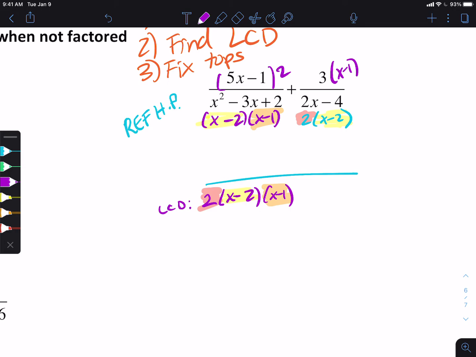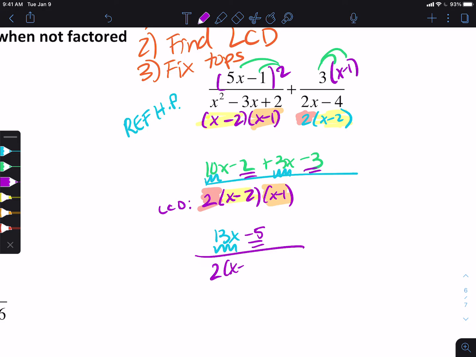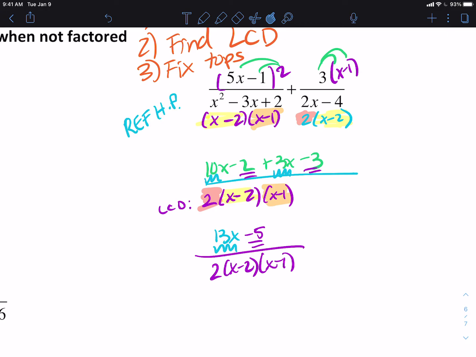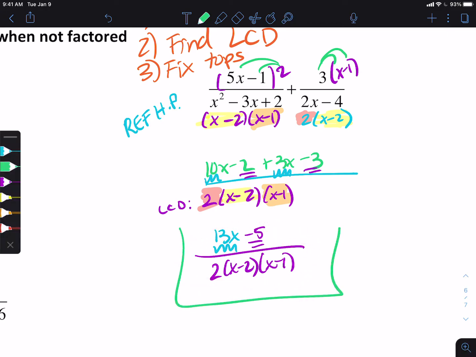Okay. So now I'm going to distribute on top. So this gives me 10x minus 2, and this gives me plus 3x minus 3. Then I'm going to find my like terms. So 10x plus 3x is 13x. And then negative 2 minus 3 is negative 5. All over, keep the common bottom. I can't factor the top at all, so then this is my final answer.